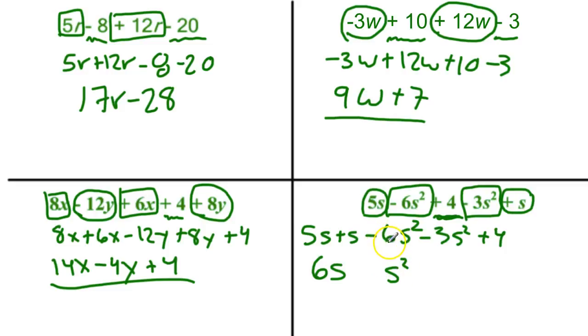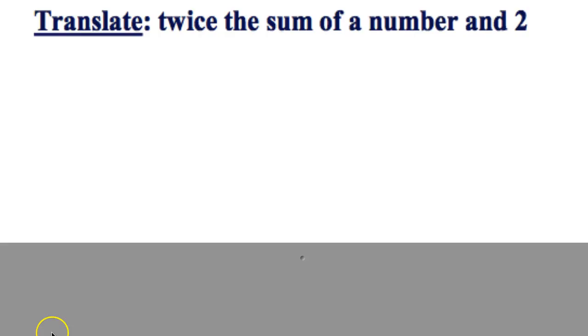So I have minus 6s squared minus 3s squared. All right, so they're both negative, so my answer will be negative. And when they're both negative, you add them together. So we have minus 9s squared and then plus 4. And there you go. Combine the like terms. Perfect. All right, great job so far.